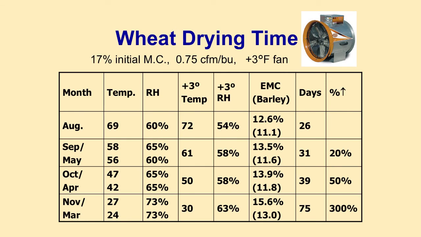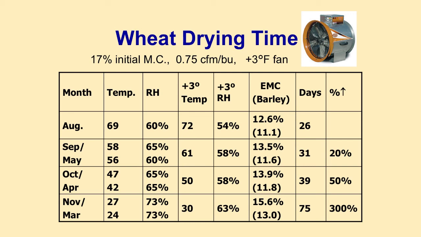The time required to natural air dry wheat from 17% to 13% increases as outdoor temperatures cool. Normally, air is heated about 3 to 5 degrees as it passes through the fan. Listed in this table is the North Dakota monthly average temperature and relative humidity, the temperature and relative humidity of the air after being warmed 3 degrees by the fan, the expected final wheat moisture content, the number of days required to dry the wheat, and the percentage increase in drying time compared to the time to dry in August. For example, it is expected to take 31 days to dry the wheat in September using an airflow rate of 3/4 of a CFM per bushel, which is 20% longer than the 26 days expected in August.